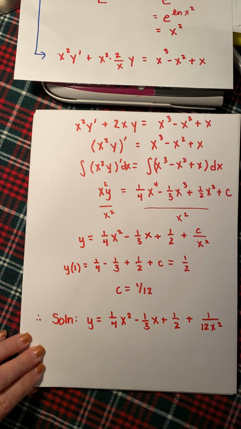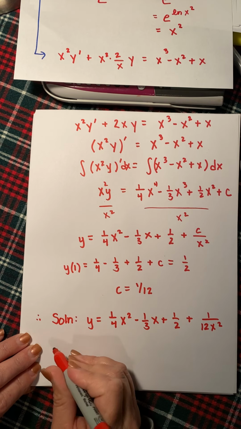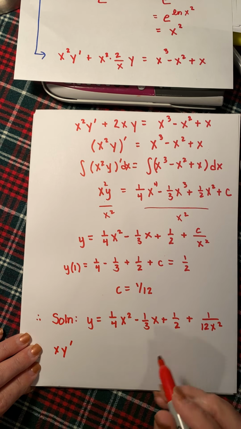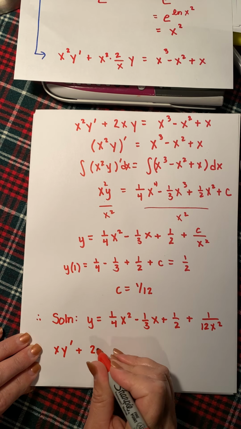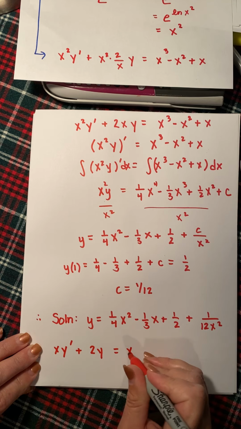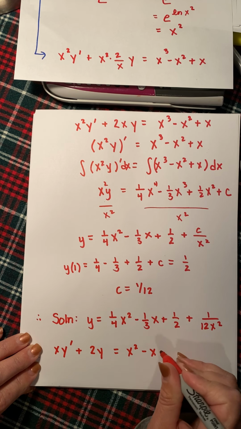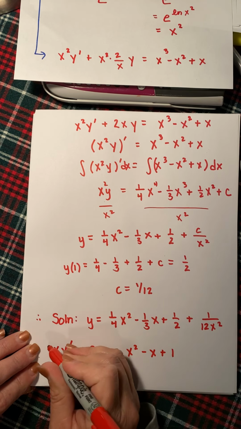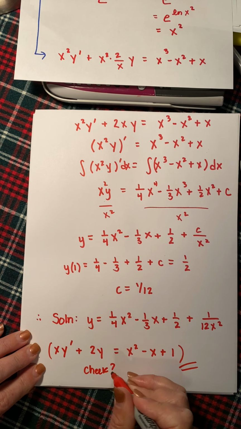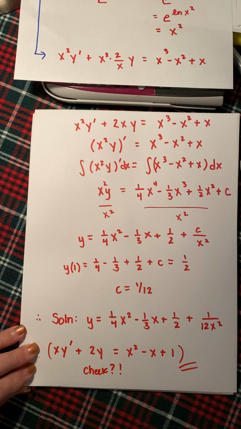And don't forget, you can go back and check. This was the original problem. x times the derivative of this plus 2 times this itself should simplify nicely to x squared minus x plus 1. So I'll leave that for you as a check.